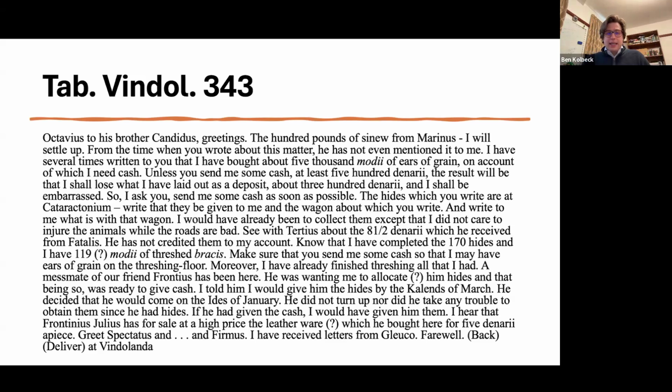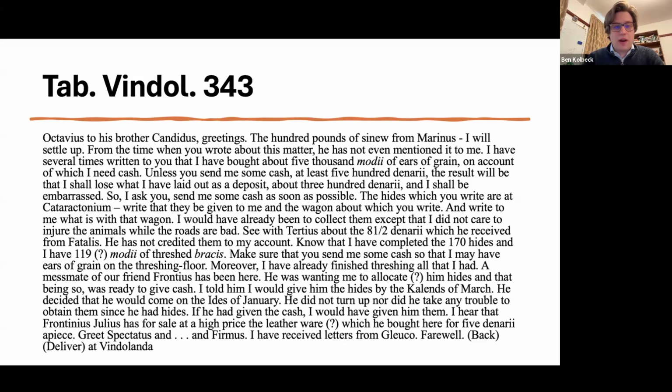On account of which I need cash. Unless you send me some cash, at least 500 denarii, which is probably about 2 years' salary for an average worker there, so something like 50, 60,000 pounds if we were to extrapolate that to today. The result will be that I shall lose what I've laid as a deposit, about 300 denarii, and I shall be embarrassed. So I ask you, send me some cash as soon as possible.